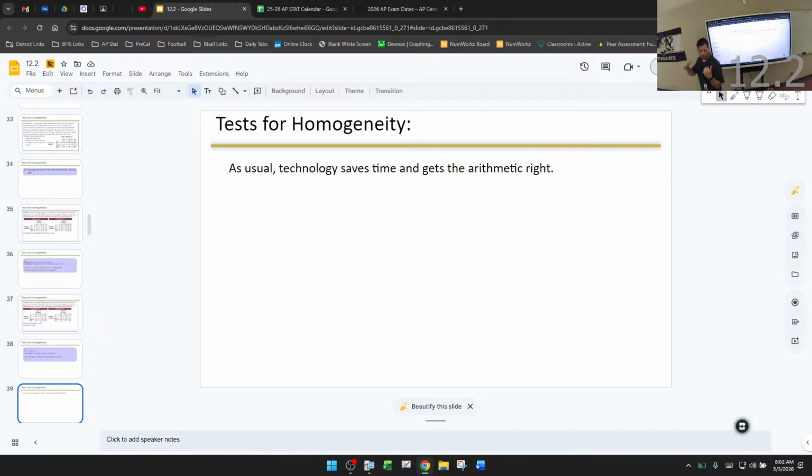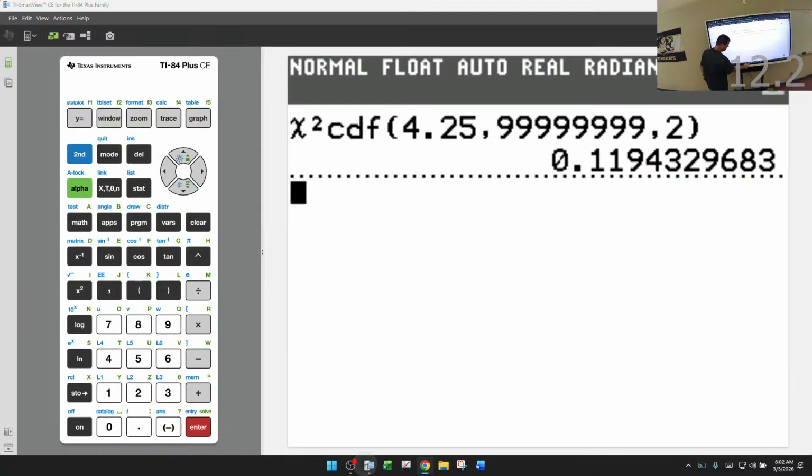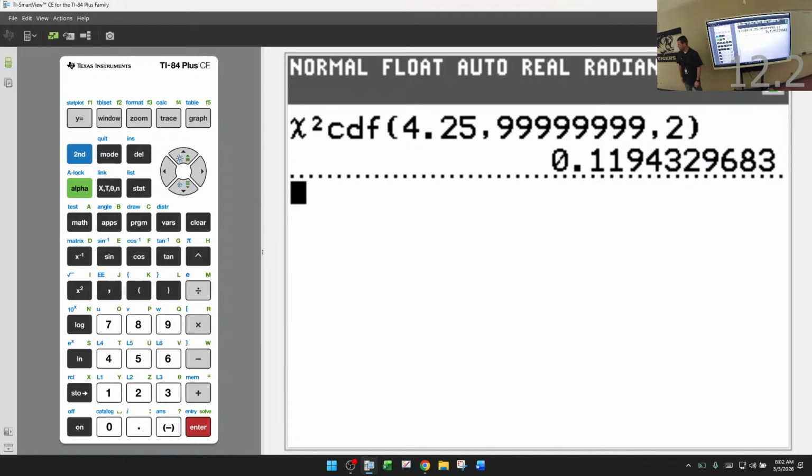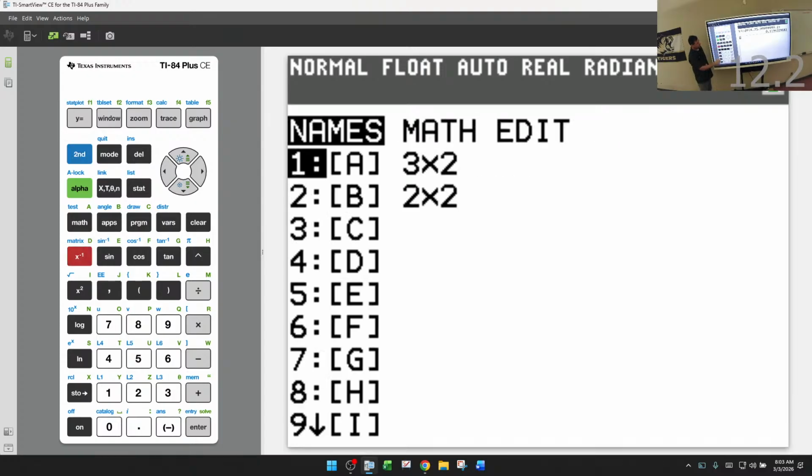If you want to do this problem in your calculator, which we need to know how to do, here's what you have to do for these. The only way to get a two-way table in your calculator is with a matrix. My matrix is second x to the negative 1. I got 2 in there. I'm gonna get them out of there.